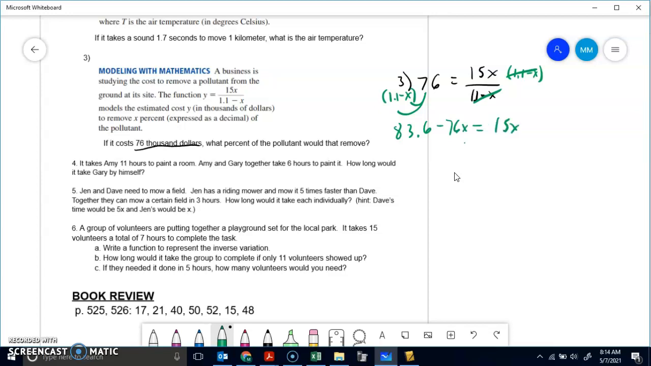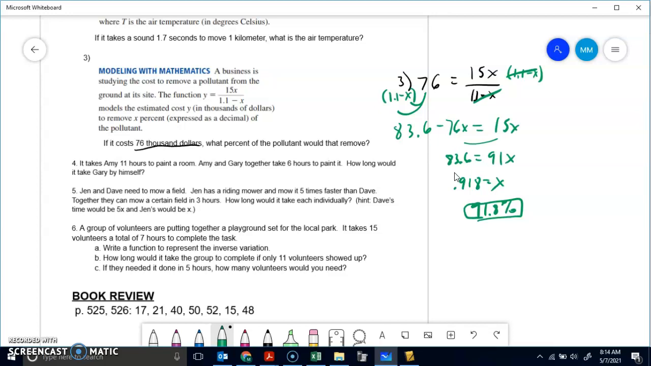We'll solve. Let's add the 76x over. That gives me 91x equals 83.6, which would give me, when I divide by 91, 0.918, or in other words, 91.8% of the pollutant removed. Okay.